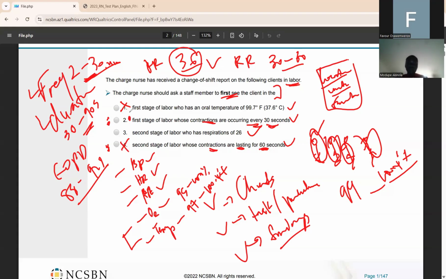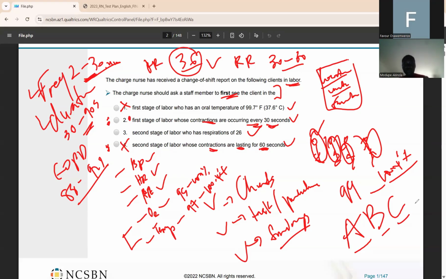Respiration of 26. I was coaching a particular student, and when I asked her to answer this question, she was quick to say, number 3 is the answer. And I asked her why. She said, because she applied the rule A, B, C, airway, breathing, circulation. She was like, oh, the respiratory is high. Maybe the patient is having a respiratory issue.